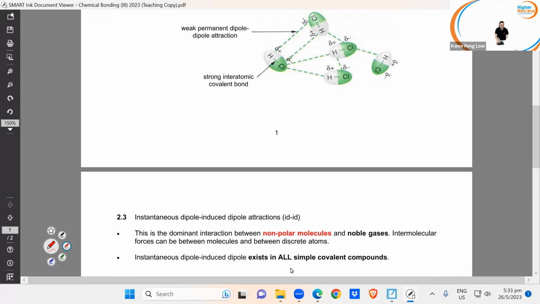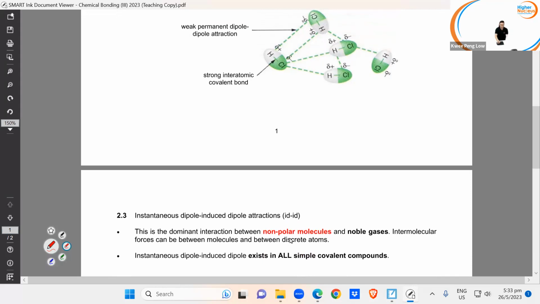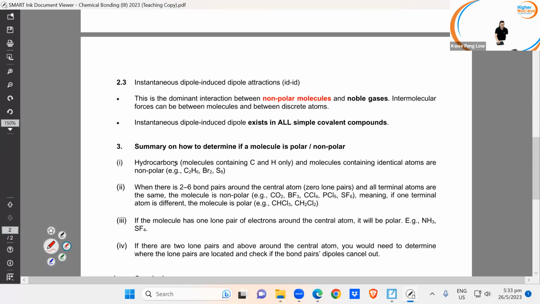So today, I'm going to give you 4 simple rules to decide whether a molecule is polar or non-polar. Now, rule number one, hydrocarbon. Hydrocarbon means you contain only carbon and hydrogen. Carbon and hydrogen, their electronegativity difference is very, very small. They're actually very close. So you can consider carbon and hydrogen as two similar atoms. Molecules containing identical atoms, for example, Br2, S8, they are all non-polar. So hydrocarbons and molecules containing identical atoms, they are non-polar straight away.